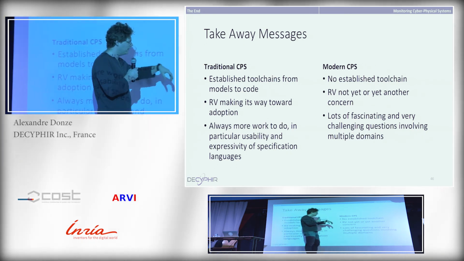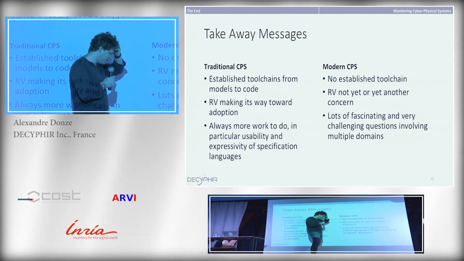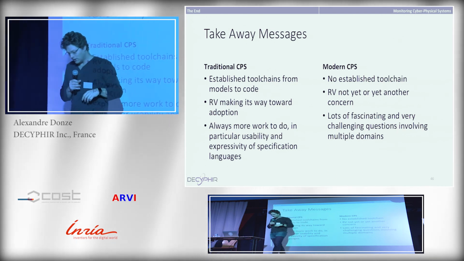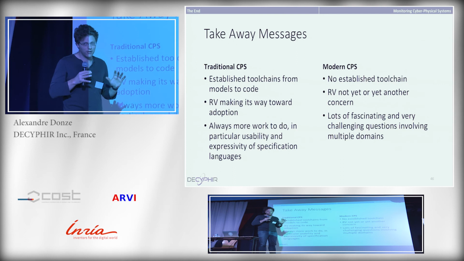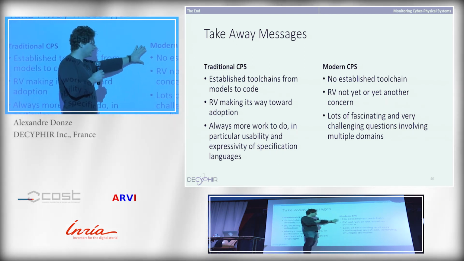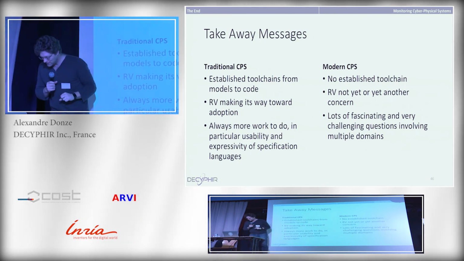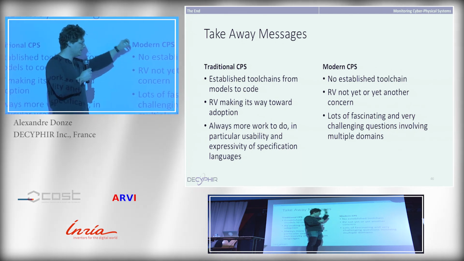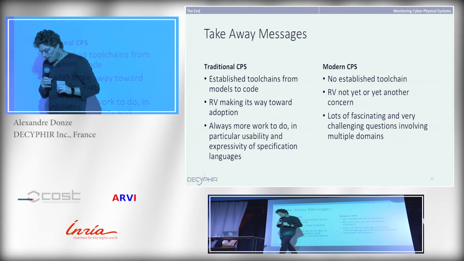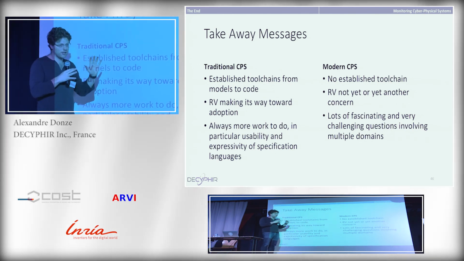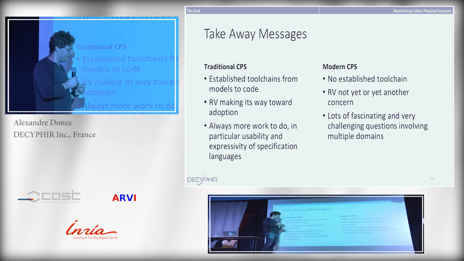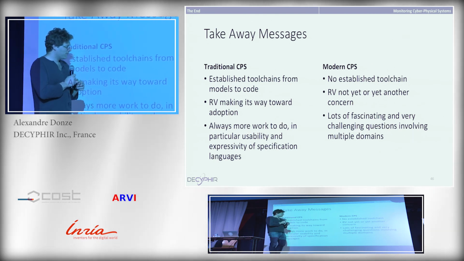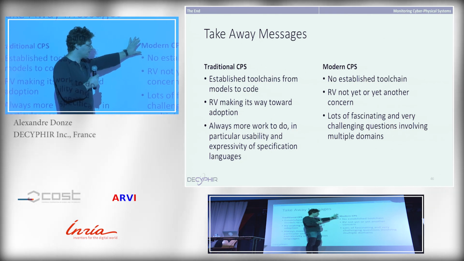Now I wanted to have some more high-level, premature discussion about modern CPS. Basically, the situation there is that there's no established toolchain. There are pieces here and there, lots of tools, but they're not well plugged together yet. So my observation is that runtime verification here is either not yet, or yet another concern. Maybe the agenda is more in establishing a good toolchain, and what I call a toolchain is something that goes from IDEs and modeling, to actual code, embedding, and deployment. As our small discussions showed, it's not established. So there's still a lot of work there.